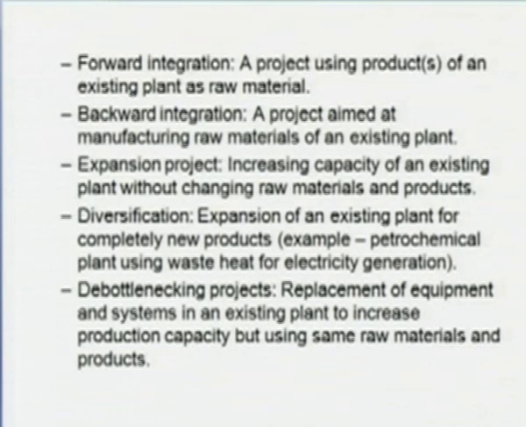And the sixth type of add-on plant is what is known as a debottlenecking project. A debottlenecking project can be defined as replacement of the equipment and systems in an existing plant to increase the production capacity, but using the same raw material and products. An example of this category is that an existing distillation tower with Pall rings as packing material could be replaced with multi-filament wire gauze packing, or what is known as IMTP, interlocks metal tower packing, which has a low pressure drop as well as lower HETP, height equivalent to a theoretical plate, so that you get products of better quality. So these are some of the examples of add-on projects.